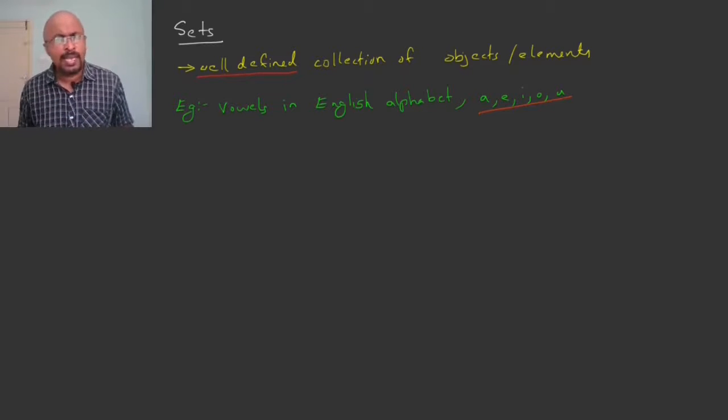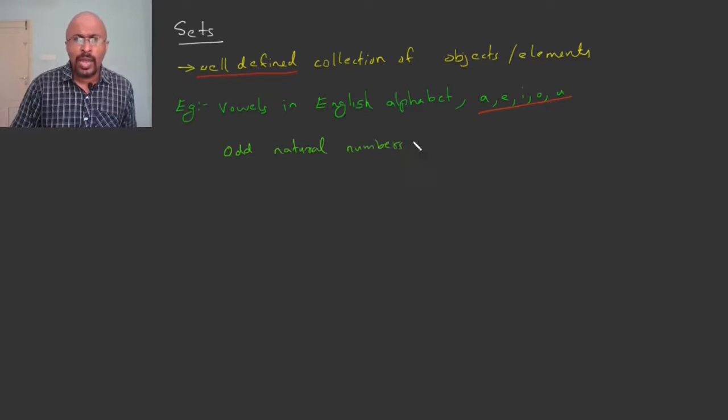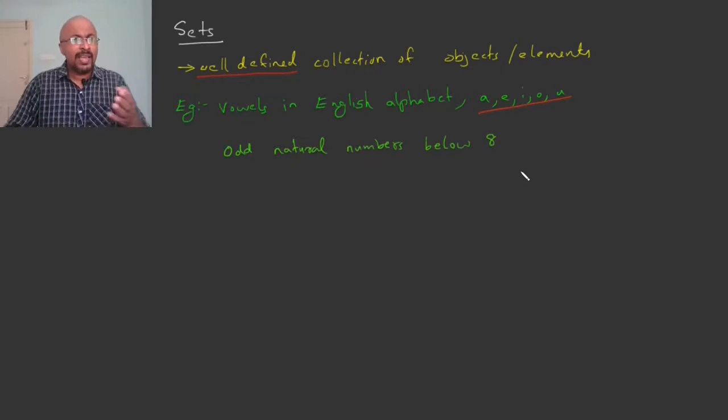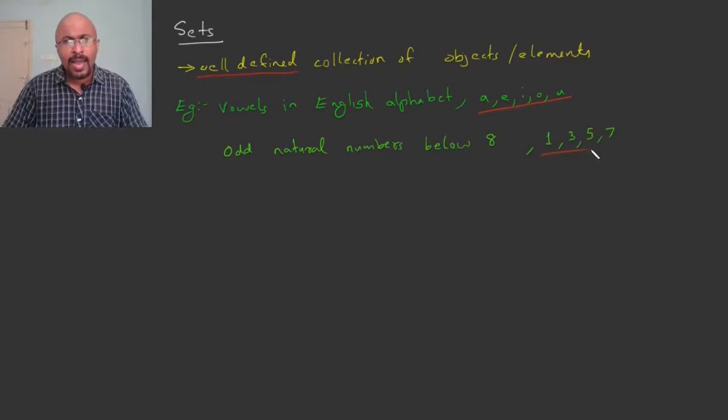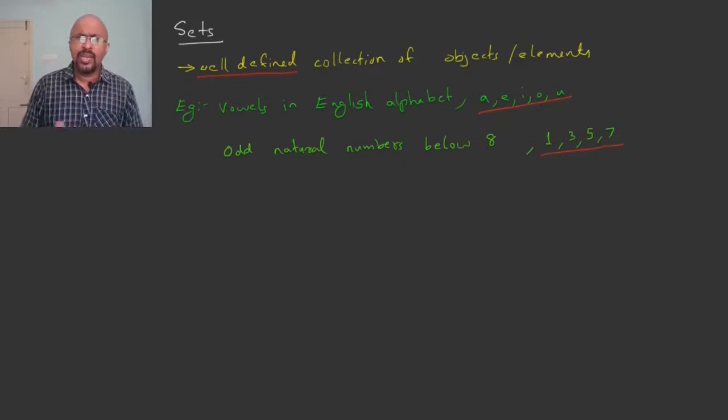Can you say another example? We can say one more example here. It is odd natural numbers below 8. Can you say what are the elements inside the set? It is very clear. The elements inside the set are 1, 3, 5 and 7. So, these are the elements inside this set of odd natural numbers below 8. In this way, we can create many sets.